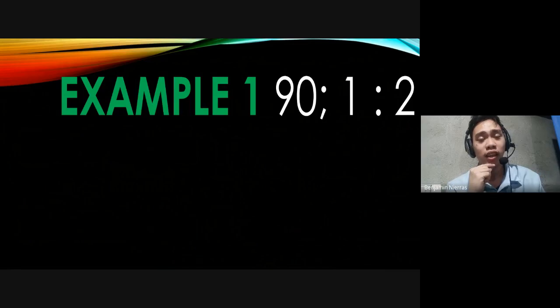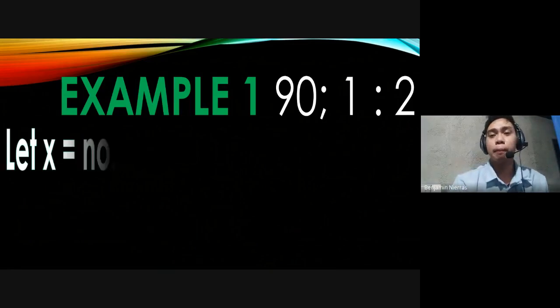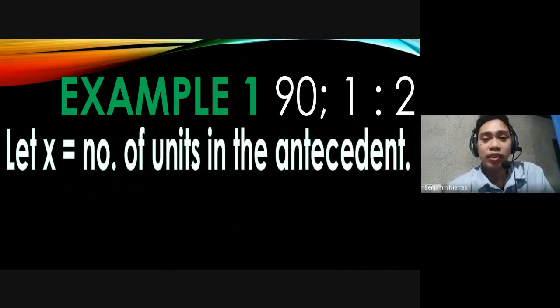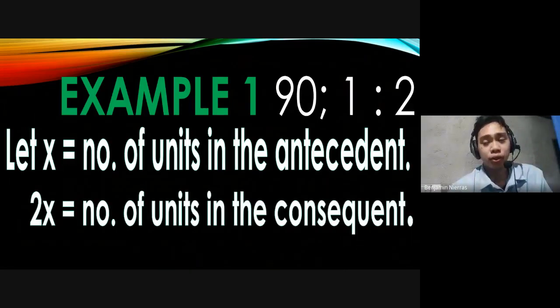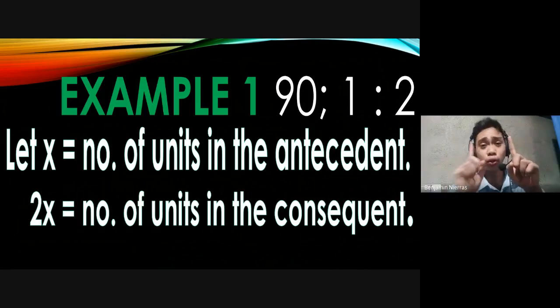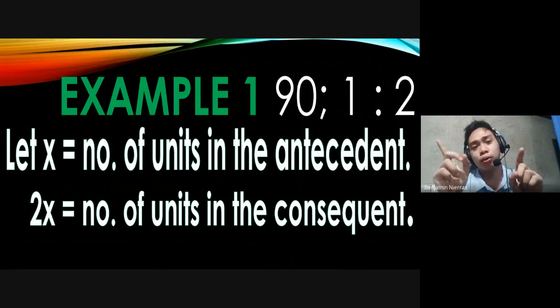So 90 turned into a 1:2 ratio will be, let x be the number of units in the antecedent. So 2x is the number of units in the consequent. So why x and 2x? Because we have 1:2. So 1, or simply x, and 2, or simply 2x. 1:2 is equal to x is to 2x.